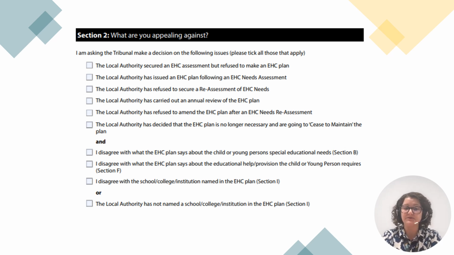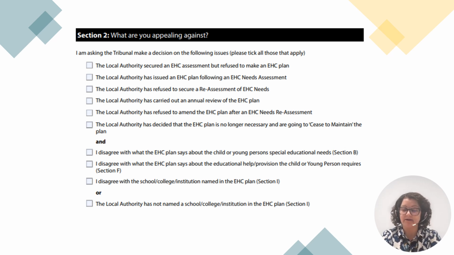The fourth box would be if you've had an EHCP previously, but this is following an annual review meeting of that Education, Health and Care Plan and you're unhappy with some of the information in there. So that's when that box would be appropriate. If we then look at the next 3 set of boxes, this is asking what you are appealing against within the EHCP. So is it sections B, F or I?